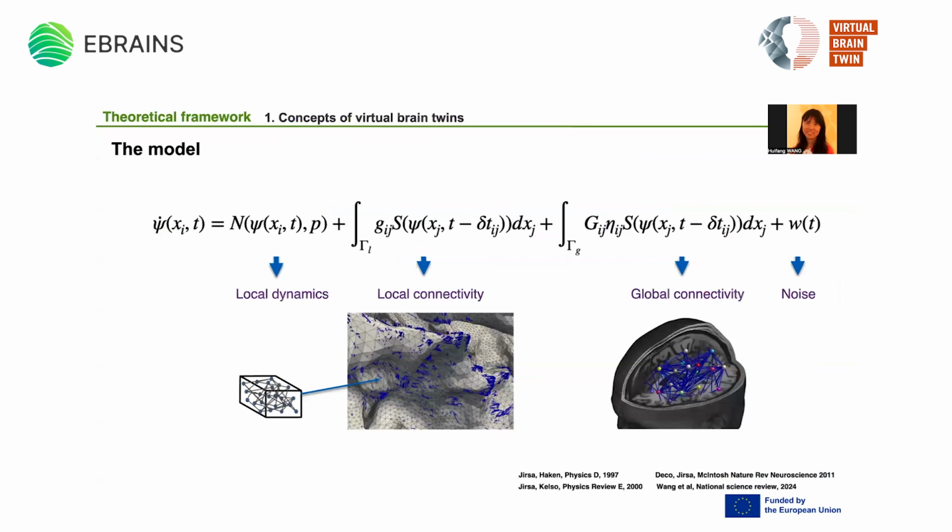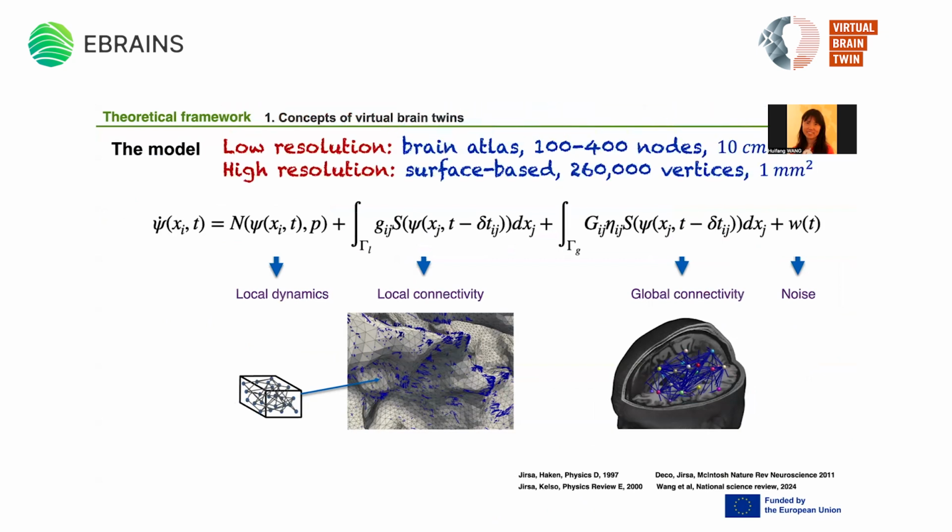Now let's talk about the models. In whole brain modeling, we typically work at two spatial resolutions. Low-resolution models use roughly hundreds of regions, depending on the atlas. For example, the VEP atlas has 162 regions, each covering about 10 square centimeters. High-resolution models are surface-based, reaching about 260,000 vertices at a 1 square millimeter resolution.